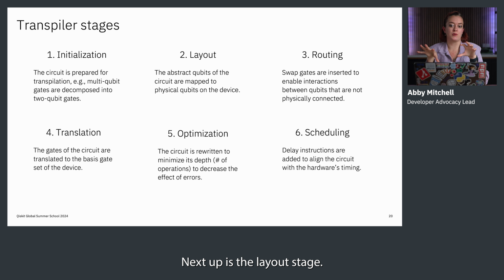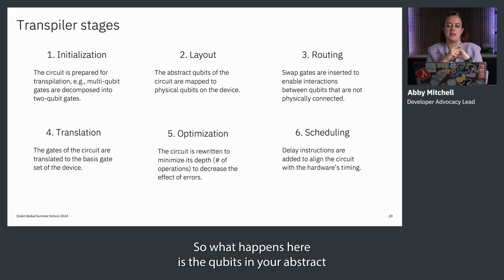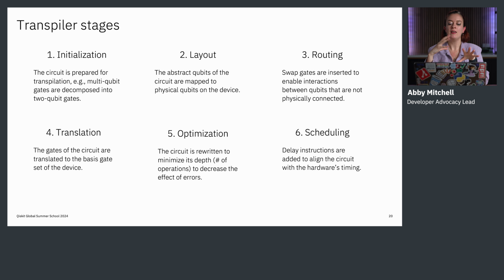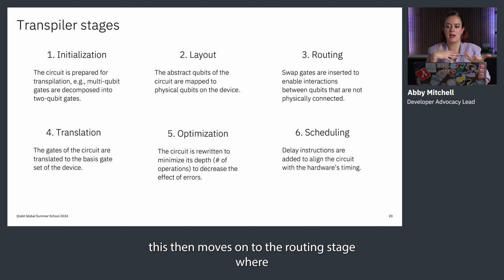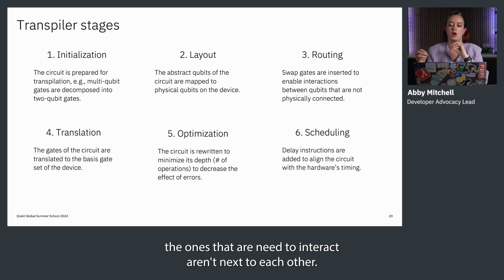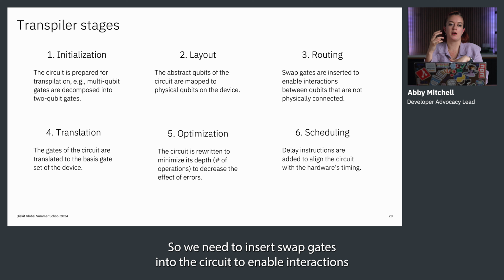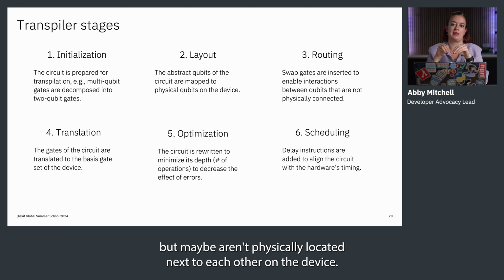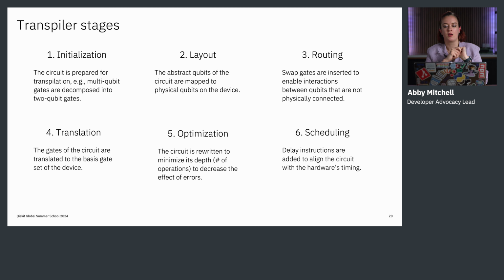Next up is the layout stage. So what happens here is the qubits in your abstract circuit are mapped onto physical qubits on the device. And then this moves on to the routing stage, where sometimes when we've laid out the qubits, the ones that need to interact aren't next to each other. So we need to insert swap gates into the circuit to enable interactions between qubits that need to interact with each other, but maybe aren't physically located next to each other on the device.